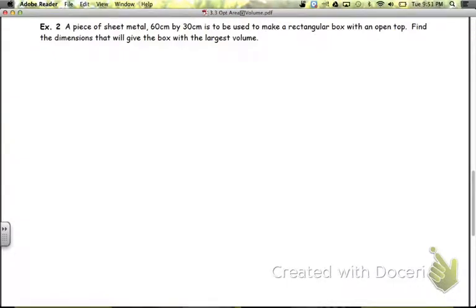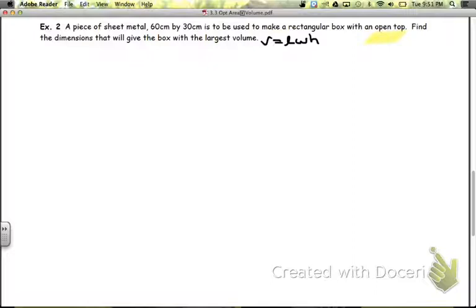And our other example that we're going to look at is a piece of sheet metal 60 centimeters by 30 centimeters is to be used to make a rectangular box with an open lid. So open lid, always important to remember. Find the dimensions that will give the box the largest volume. So we all know volume is just equal to length times width times height.